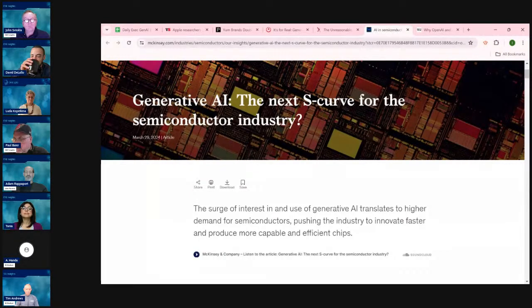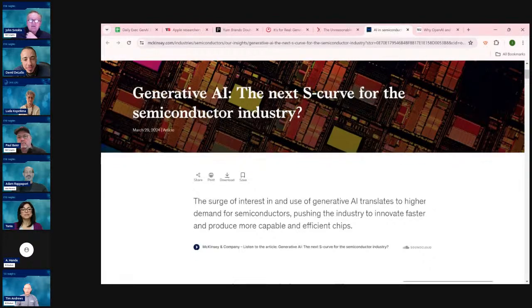Yeah. So the next one is from McKinsey, and they're talking about the next S-curve for the semiconductor industry. Oh, this seemed like a missed opportunity for me. John, what do you think about this? Yeah, I'm less negative on this than folks think. I would put it as important. I think it's not a bad analysis of what some of the future demands might be.